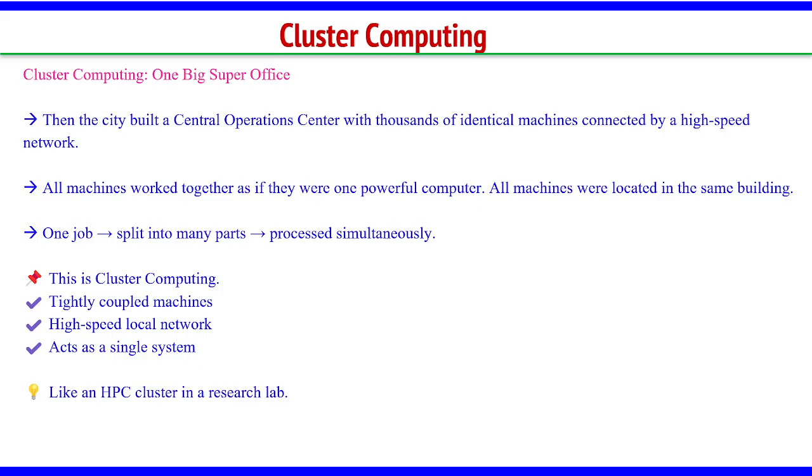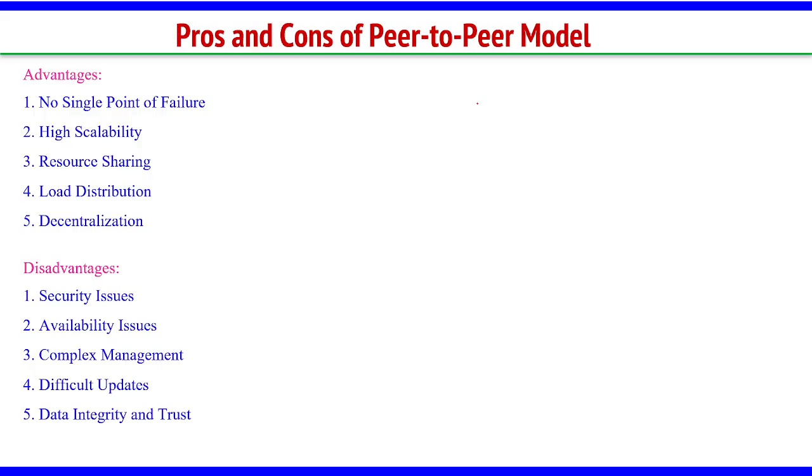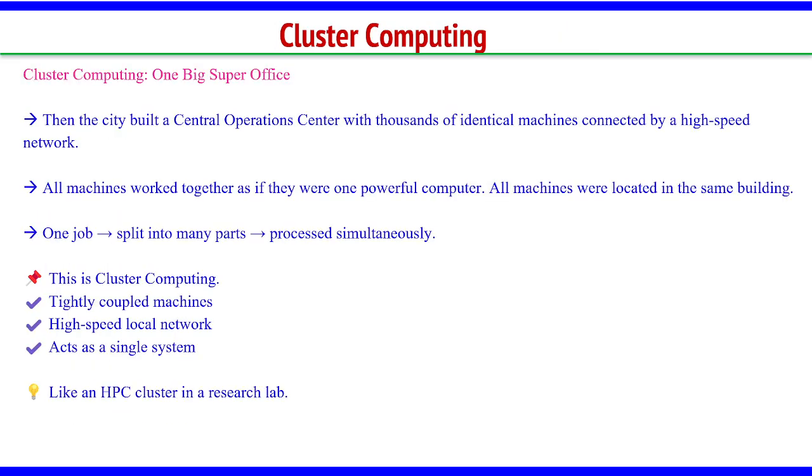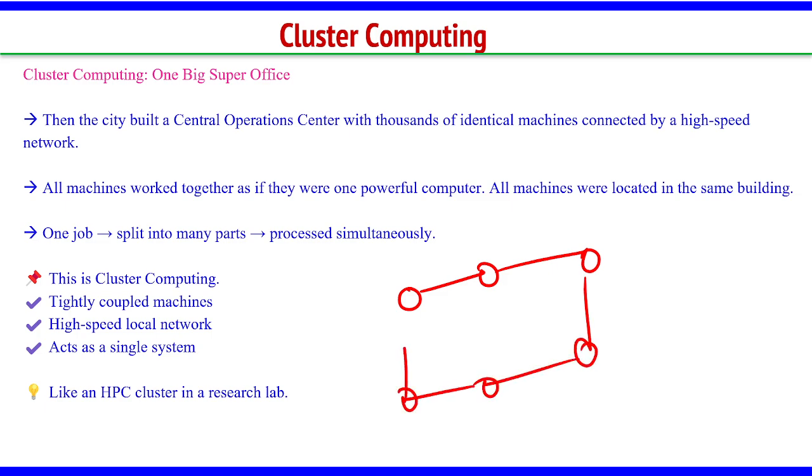The next one is cluster computing. For the same requirement, the data police, the city's data police wants to organize the grand festival. The city built a central operation center. See, because everybody was talking in peer-to-peer, they were talking to each other, but there was no proper communication. The mayor or the city head did not know what was happening, how the function was happening. For that, they built a central operation center.